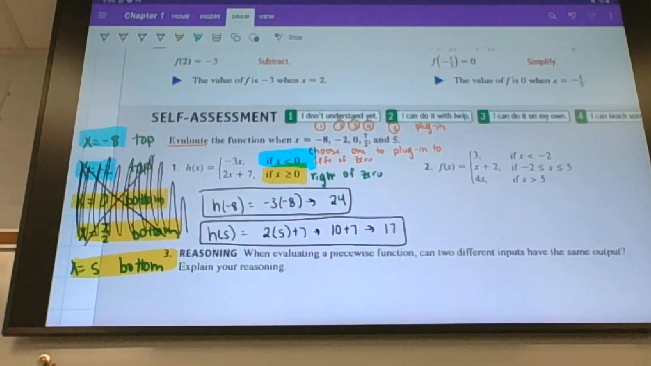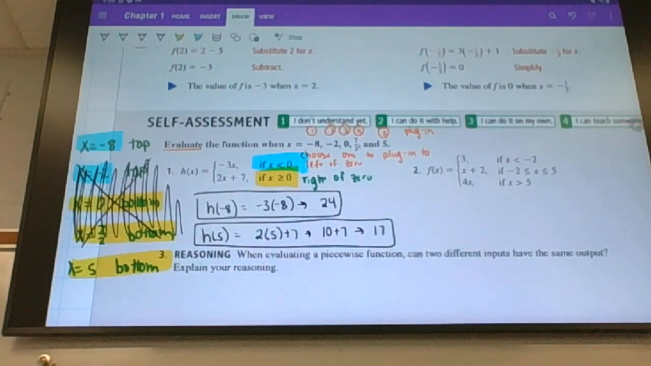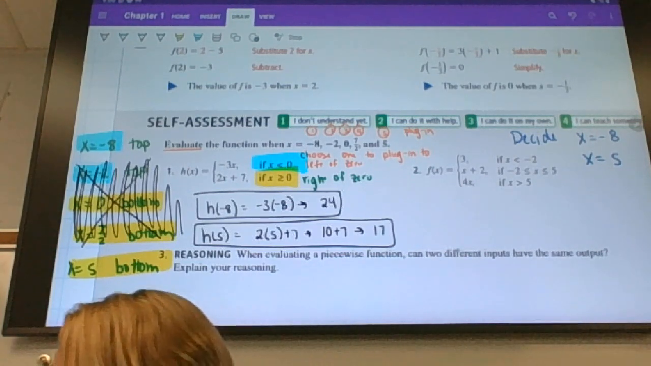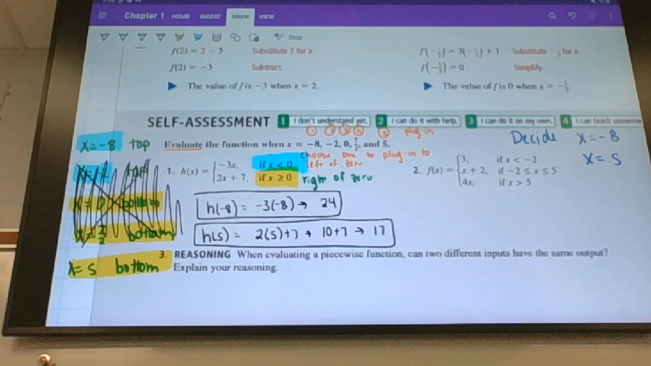All right, so right now on number 2, I want you guys to decide for x equals -8 and x equals 5, which one are you going to plug into? And then go ahead and do the math. Get a number out. So number 2, do -8.